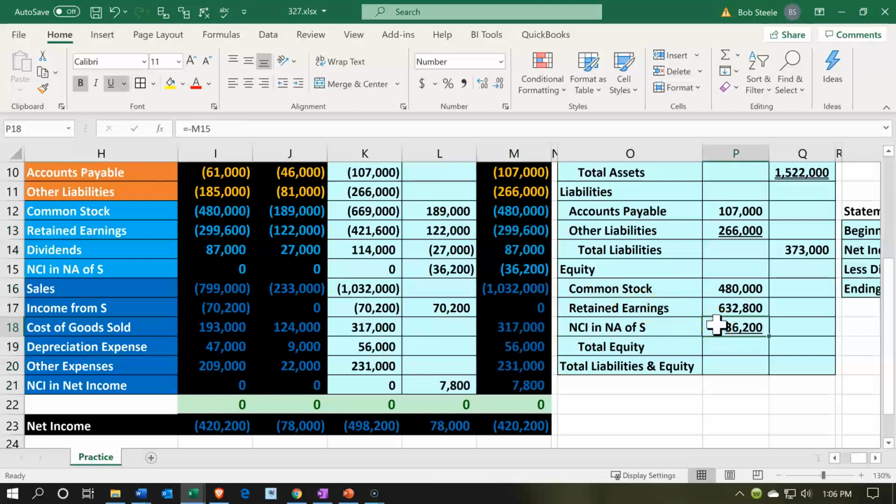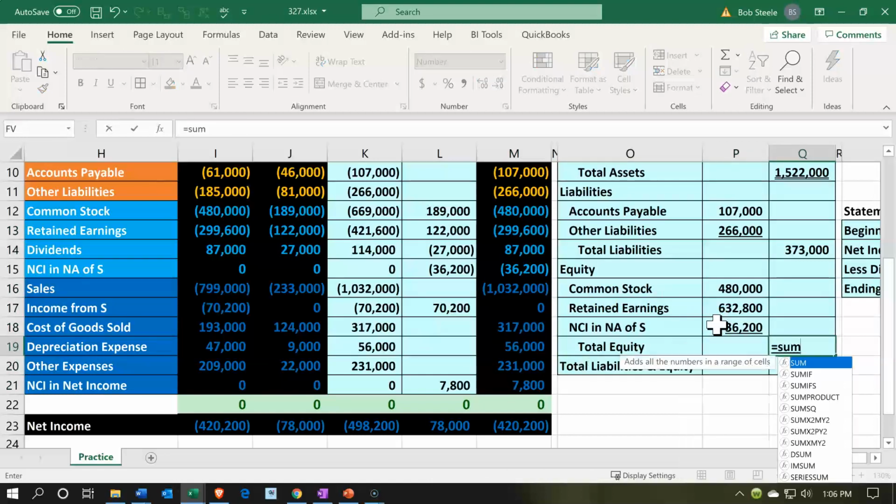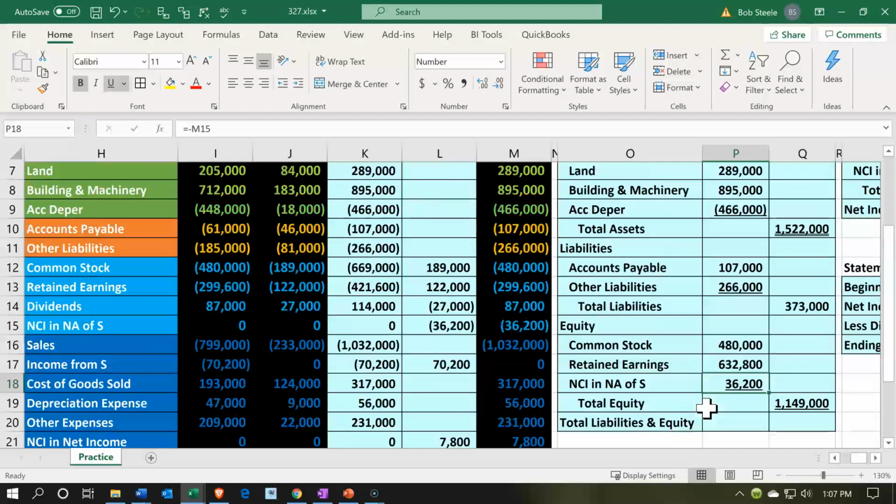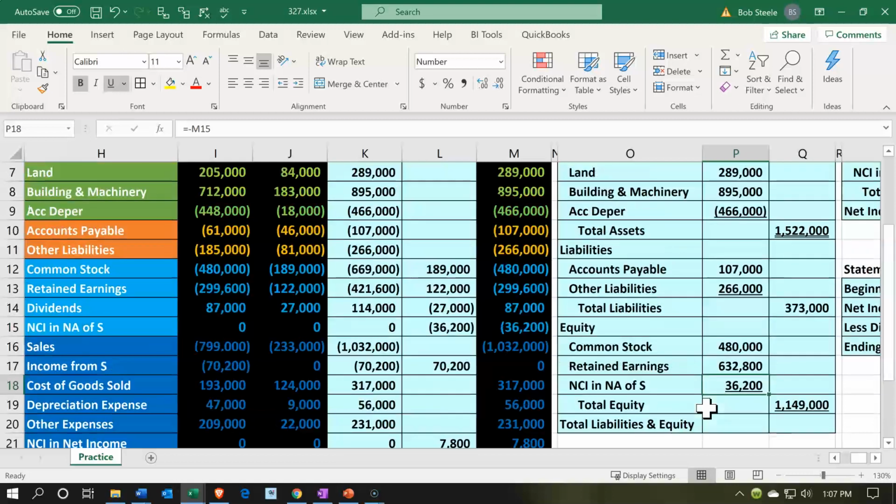So we can build the balance sheet here. If we sum that up, we're going to say equals the sum of these items. And of course, the new thing here being this 36,200, the non-controlling interest in the net assets of S. So the non-controlling interest, that's going to be the new thing. Notice once again, balance sheet is all consolidated together. Every account's consolidated together. We're just showing on one line item, in essence, that 10% of non-controlling interest.